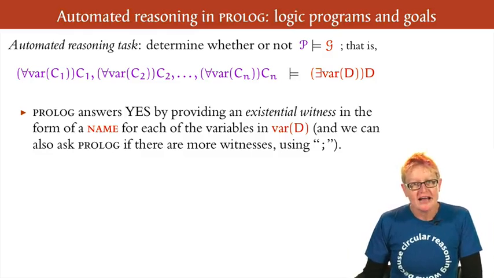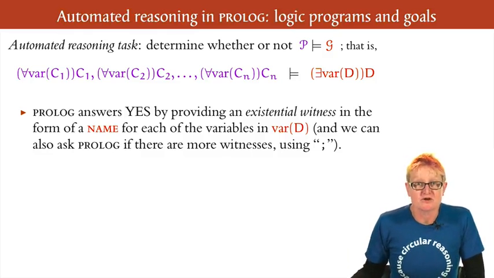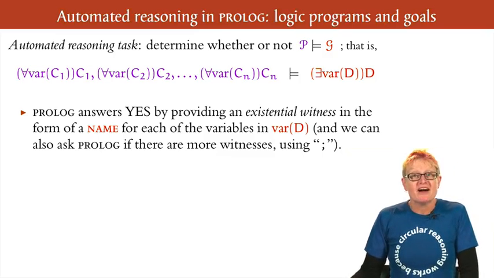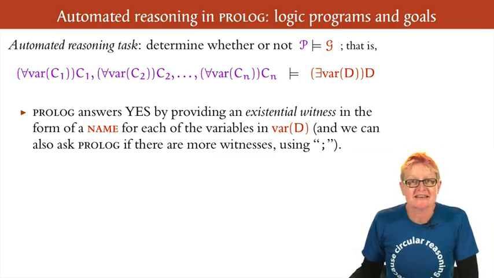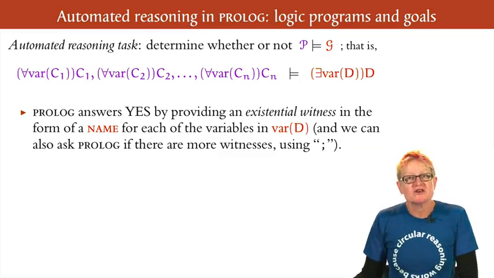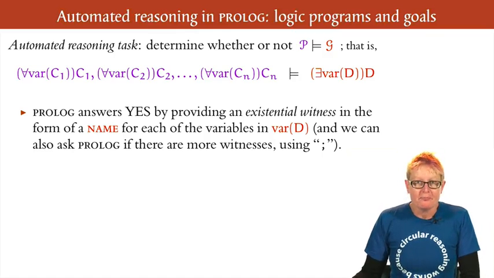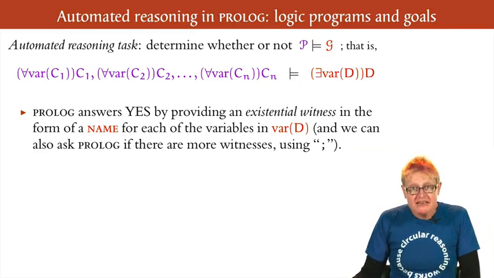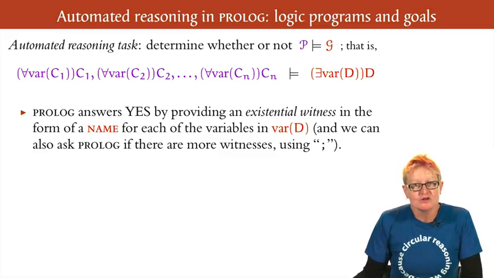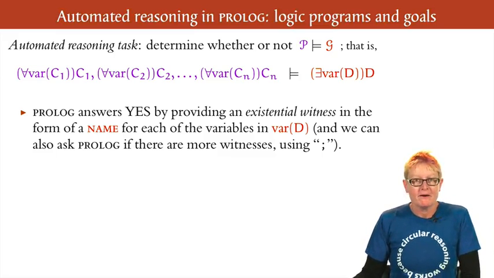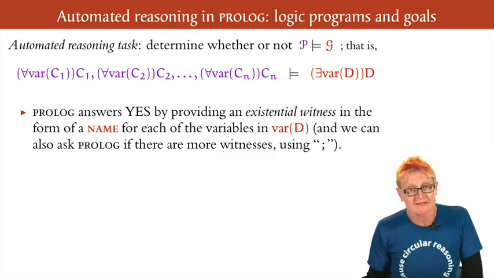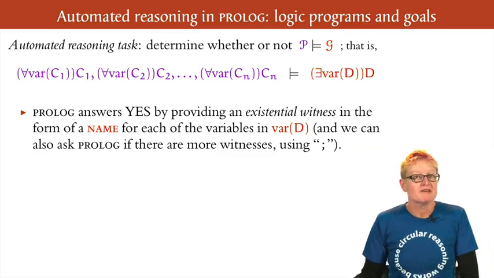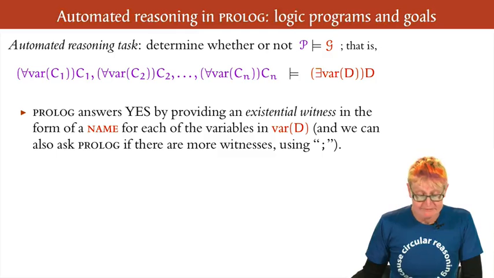In predicate Prolog, a yes answer to a logical consequence question is indicated by providing an existential witness in the form of a name mapped to each of the variables in the goal formula. When substituted into the list of goal star atoms, this gives a list of real atomic formulas that are logical consequences of the program, P. Prolog implementations give a means to ask if there is more than one set of existential witnesses for the variables in the goal, and this is done using a semicolon key on the keyboard.